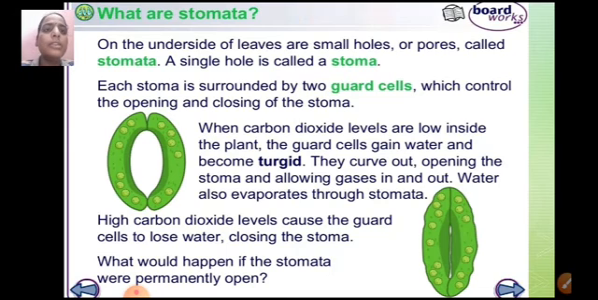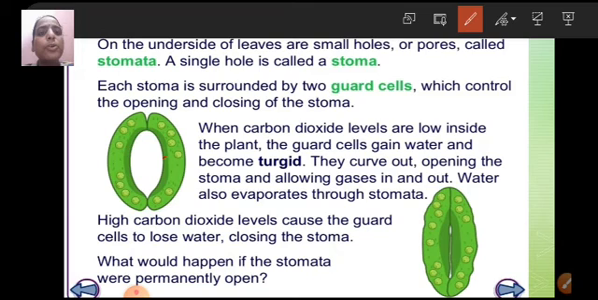We all know that on the underside of leaves there are small holes or pores called stomata. A single hole is called a stoma. Each stoma is surrounded by two guard cells which control the opening and the closing of the stomata. So these are the guard cells and this is the stomatal pore. When carbon dioxide levels are low inside the plant, the guard cells gain water and become turgid. Turgid means swollen. They curve out, opening the stoma and allowing gases in and out.